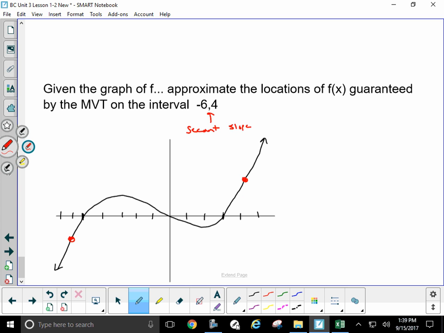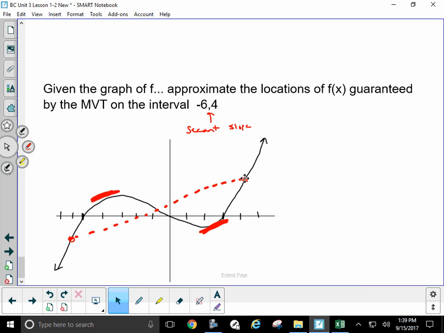Okay? Well, understand what your secant slope looks like. Then sketch the locations where your tangent slope is equal to that secant slope. You'd say at approximately 1, 2, 3, 4, approximately -4 and like 2.5. Okay?